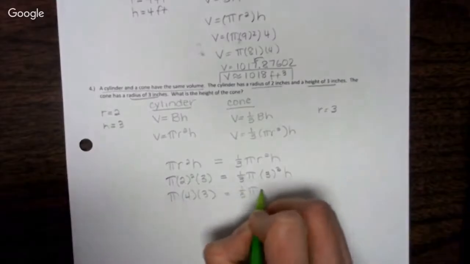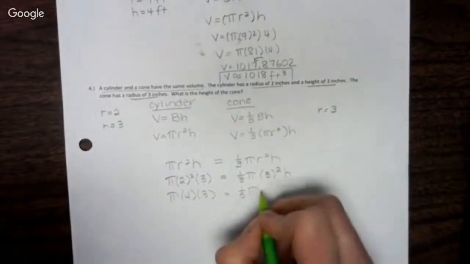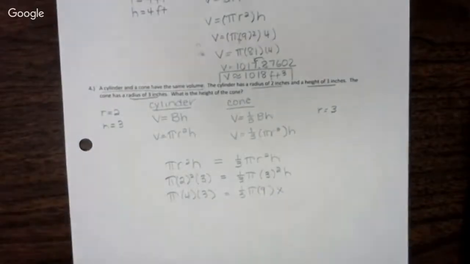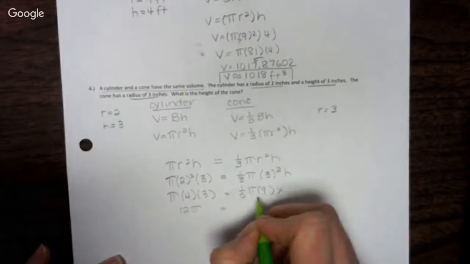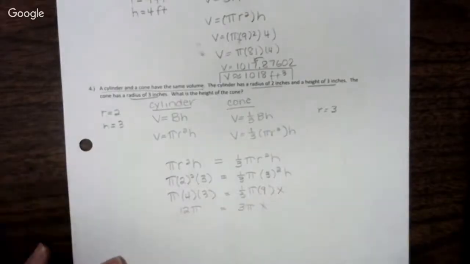On this side, we have 3 squared, not cubed, 3 squared. 3 squared is 9. You can use X or H. It really doesn't matter to me. All right, so let's simplify this. This would be 12 pi. On the other side, 1/3 times 9 is 3 pi.